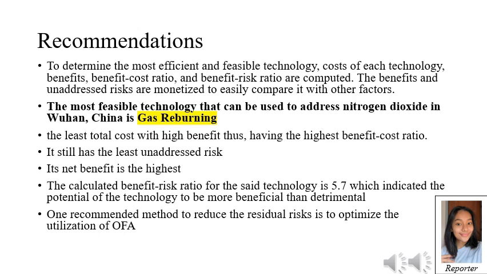Since it has the least amount of unaddressed risk and highest net benefit, the calculated benefit risk ratio for the said technology is 5.7, which indicates the potential of the technology to be more beneficial than detrimental. Since it produces another pollutant, one recommended method to reduce the residual risk is to optimize the utilization of OFA to further reduce carbon monoxide and unburned carbon emission.